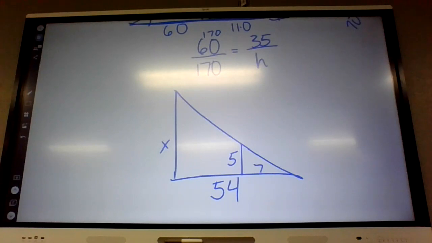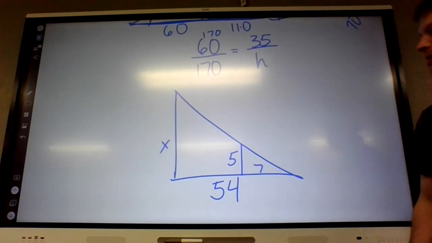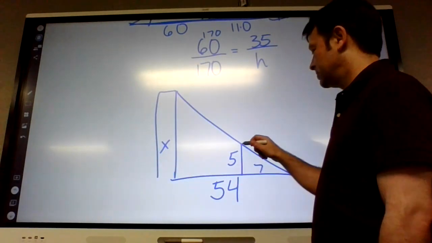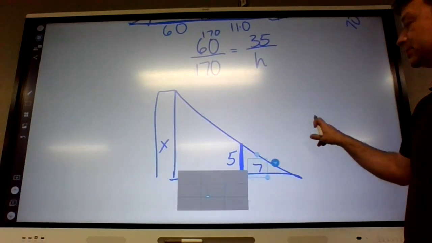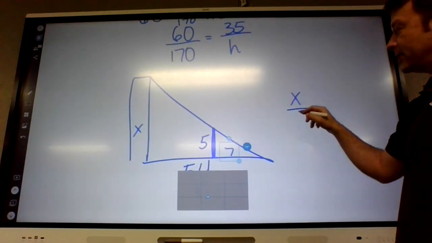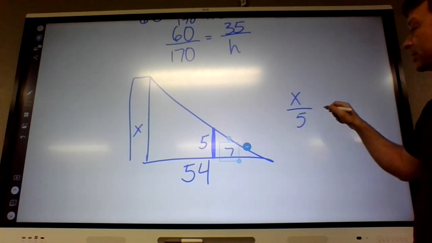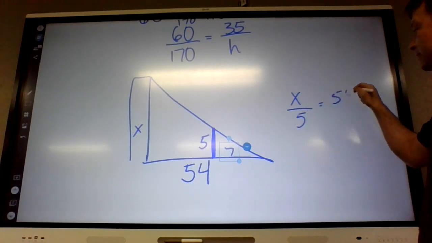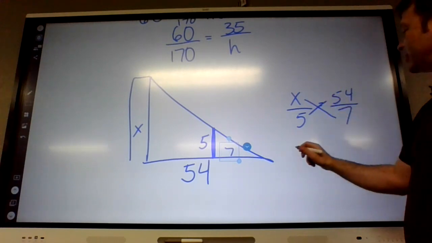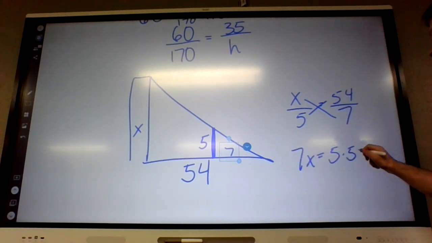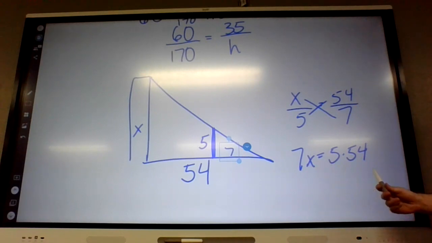It's pretty much the exact same problem as the last time. Tower, pole, shadows. So you could do x over 5 or x over 54 or whatever. x over 5 would equal 54 over 7. That's one way you could write it. Or there's a bunch of different ways. But no matter how you set it up, when you cross multiply, it should look something like this: 7 times x equals 5 times 54.